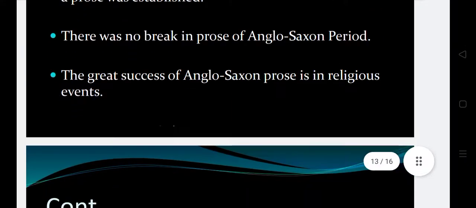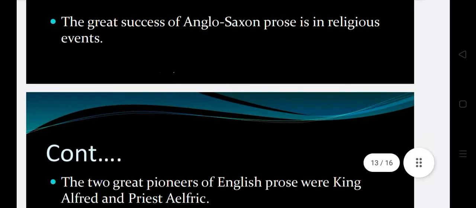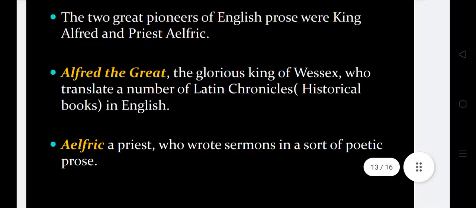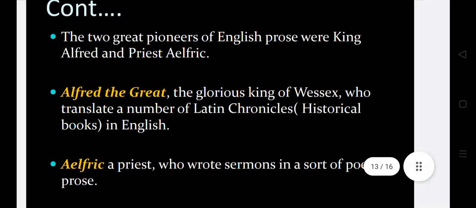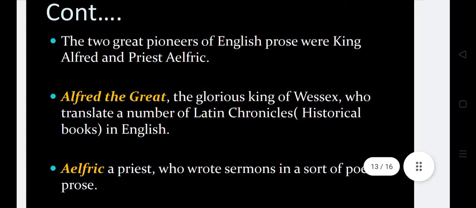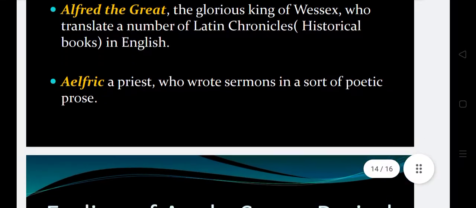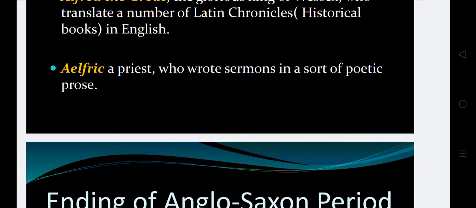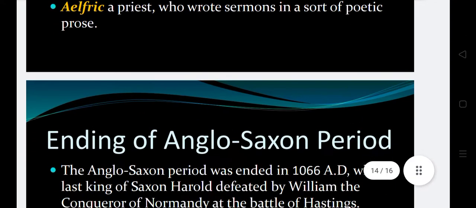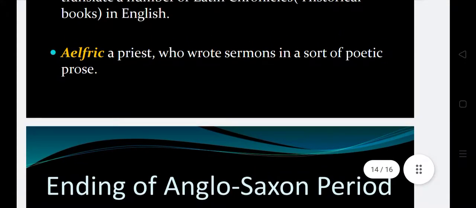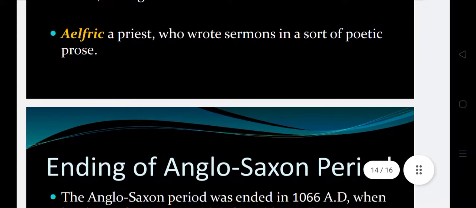The greatest success of Anglo-Saxon prose is in religious writing as well. The greatest pioneers of English prose are King Alfred, also known as Alfred the Great, and the priest Aelfric. Alfred the Great, the glorious king of Wessex, translated a number of Latin chronicles into English, and Aelfric, a priest, wrote sermons in a sort of poetic prose. Sermons, you can say, are religious speeches.